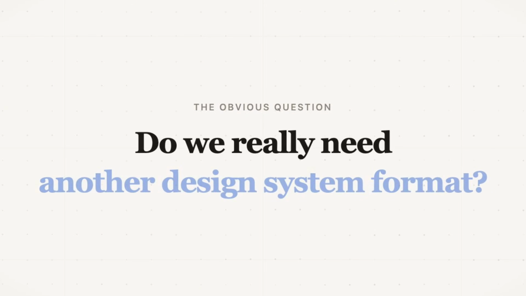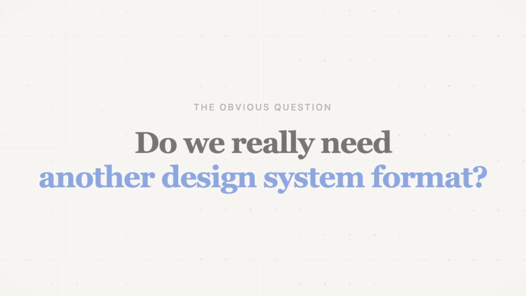Now, the obvious question is, do we really need another design system format? We already have Figma, we already have JSON tokens, and we already have cursor rules and Claude MD. But each one of these solves a different problem. Figma is a UI. It's great for humans, but it usually lives outside the repo. JSON tokens are great for machines, but they do not explain our taste for the website or the intent we're going after. Cursor rules and Claude MD tell the agent how to behave, but they're not really a design system.